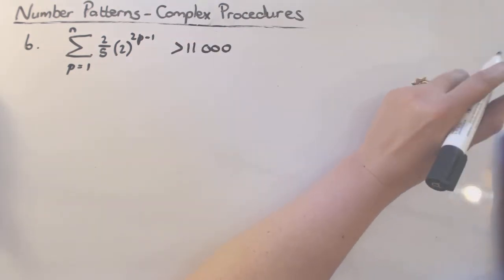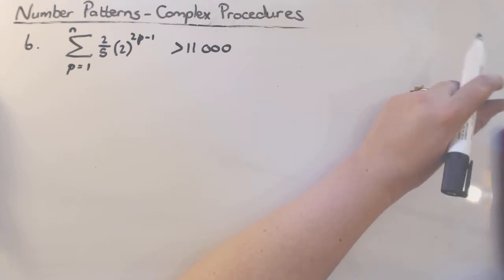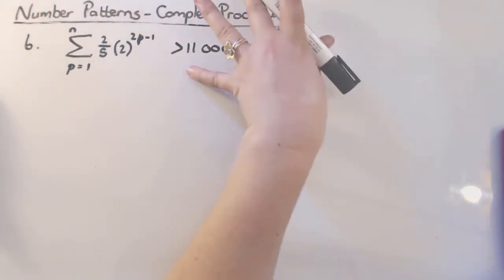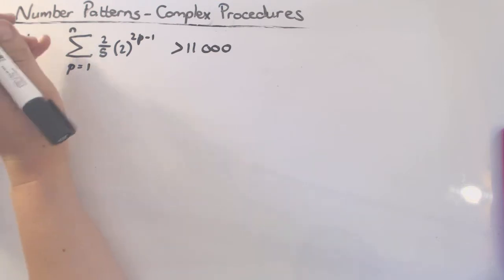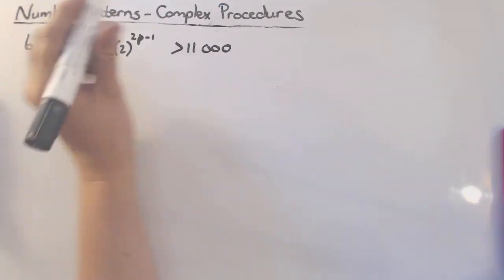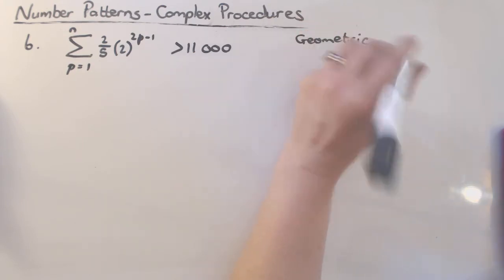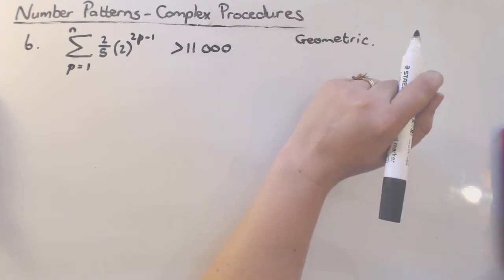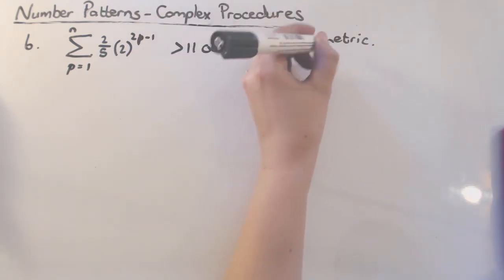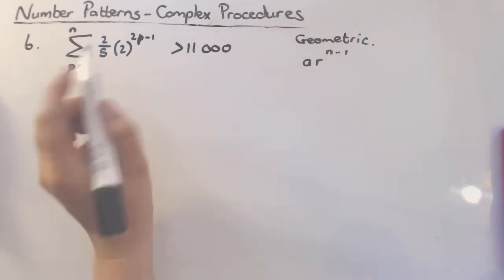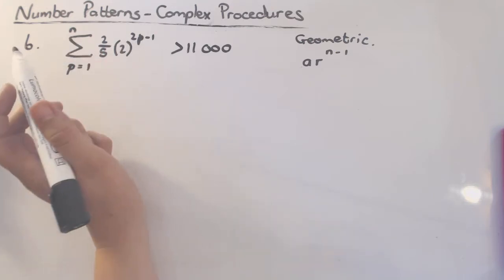They say, what is the least value of n for which this sum will be bigger than 11,000? Right, the least value of n. So I can see this is a geometric series. I'm not sure about the a and the r values, because my geometric series looks like this: a times r to the power of n minus 1. Now there's an n which is 2p, which is not normal.